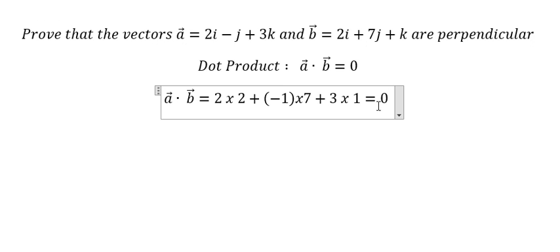So because this equals 0, we can say that vector A and vector B are perpendicular. This is the end.